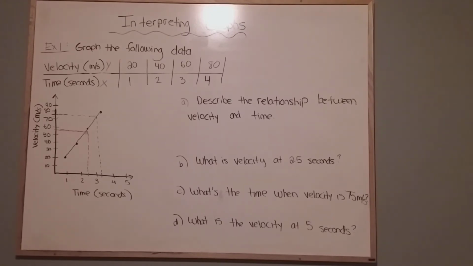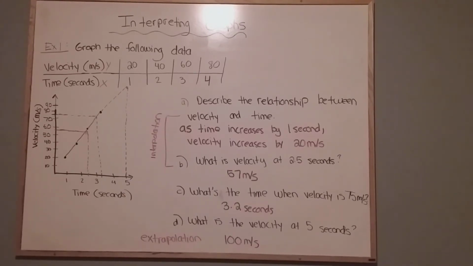I will summarize everything I just went over in a second. So I just summarized the questions. A, the answer was as time increases by 1 second, velocity increases by 20. What is the velocity at 2.5 seconds? It's 57 meters per second. C, what is the time when velocity is 75? It's 3.2. And D is 100 meters per second.